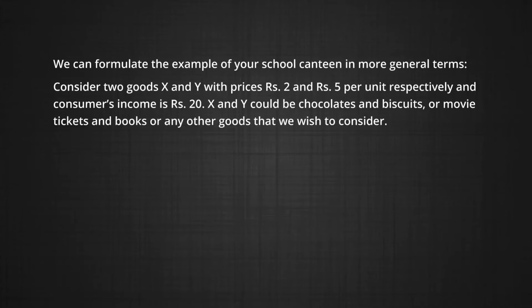We can formulate the example of your school canteen in more general terms. Consider two goods X and Y with prices rupees 2 and rupees 5 per unit respectively and a consumer's income of rupees 20. X and Y could be chocolates and biscuits or movie tickets and books or any other goods that we wish to consider. As in the previous model, we picked two goods for discussion because that allows us to represent the problem on a two-dimensional diagram. The logic can be easily extended to discussion of many goods.